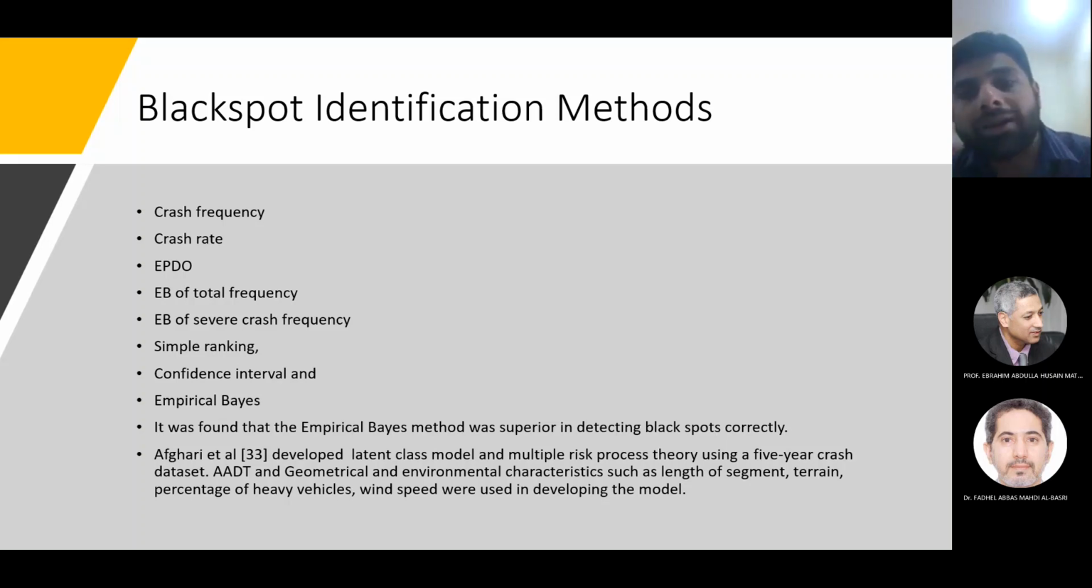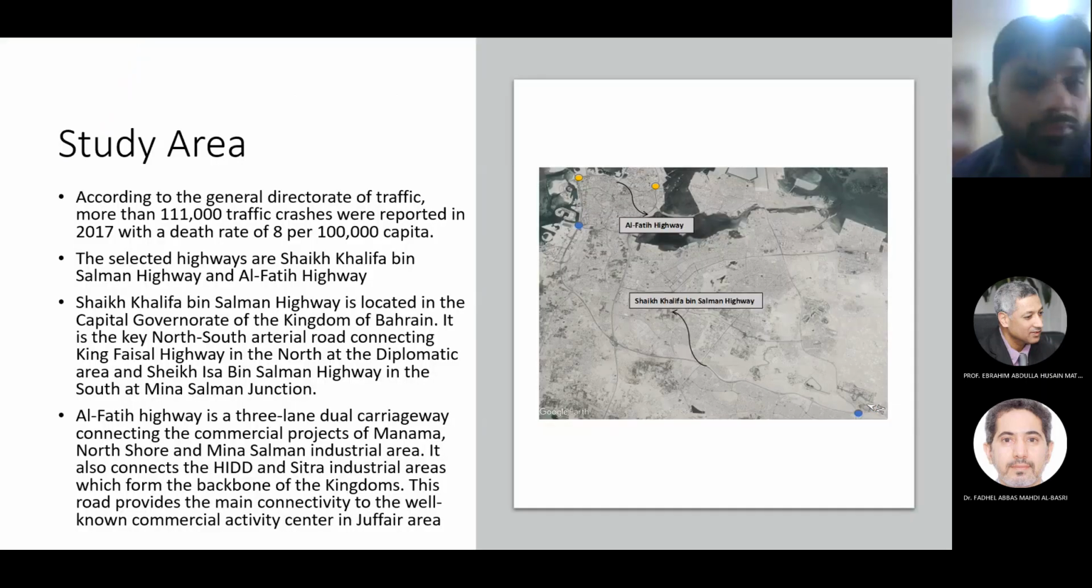Now, CART on one hand is termed as an artificial intelligence based technique. So Afghari et al. found that if you are using an artificial intelligence technique, they use a latent class model with multiple risk process to identify black spots, and they found it to be very efficient. So that's why we thought, why not apply some other method which may suit the distinguishing between white spots and black spots. So that's why we have come to the selection of CART analysis.